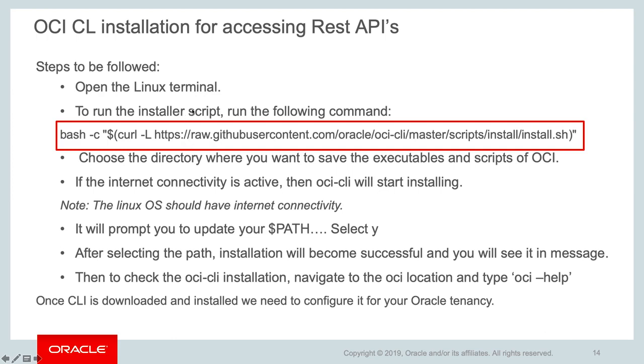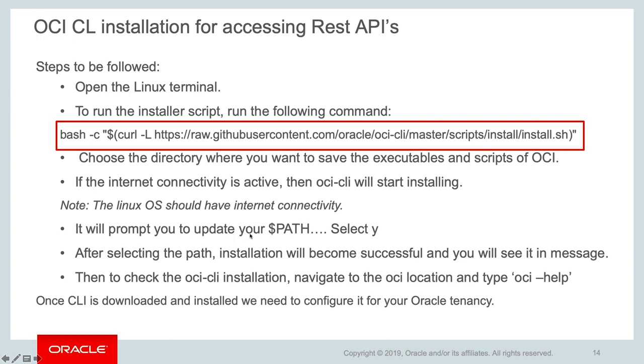In this example, I am considering a Linux machine, but you can install it on Windows. The commands are going to be a little different, which you can look into in the documentation. So you need to choose the directory where you want to save the executables as well as a script of OCI. And another thing you have to make sure is that the machine where you are going to install this has internet connectivity. So once you have internet connectivity, it will start installing. So the Linux OS should have internet connectivity.